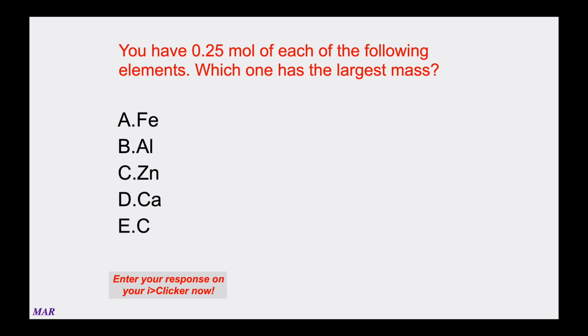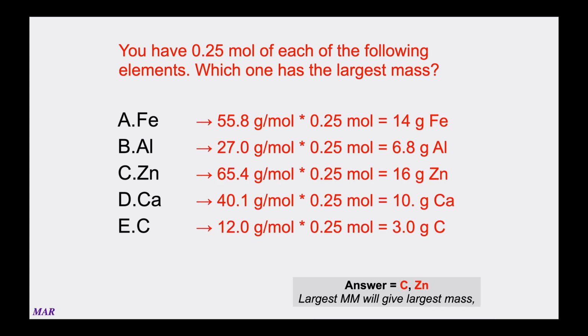Now, molar mass, more or less, increases with atomic number. So aluminum, which is number 13, has a smaller molar mass than iron number 26. So we want the atom up here with the largest atomic number, and that's zinc. Zinc has an atomic number of 30 and a molar mass of 65.38.